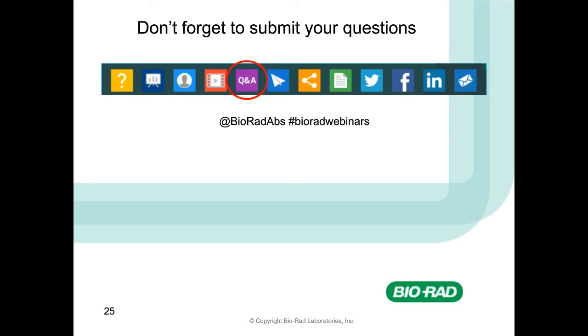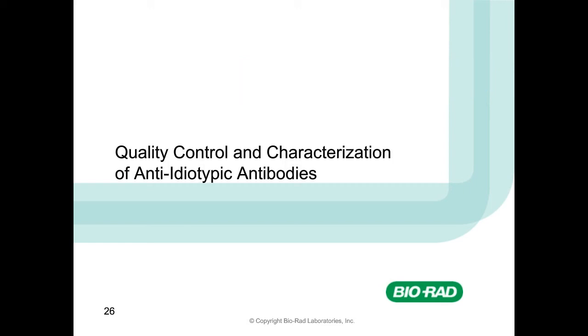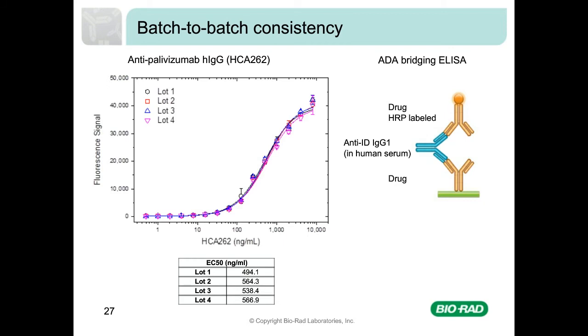Now I will show you examples for our quality control and characterization of anti-idiotypic antibodies. Every new product is first produced in 3 independent batches. The activity of the batches is compared in a ligand binding assay, ELISA titration for Fab antibodies, and ADA bridging ELISA for IgG antibodies. The batch closest to the average curve is chosen as the future reference batch.